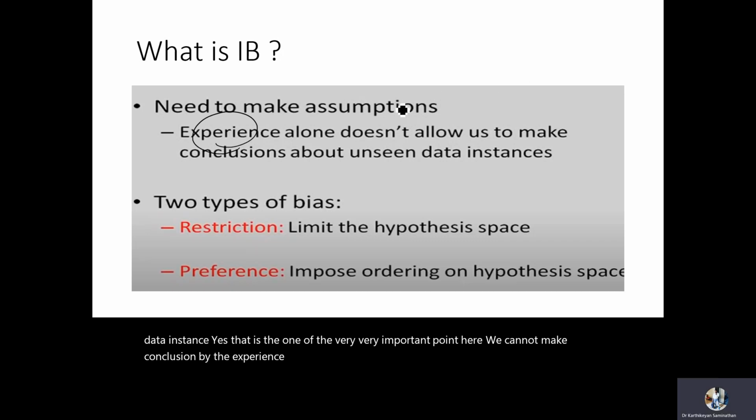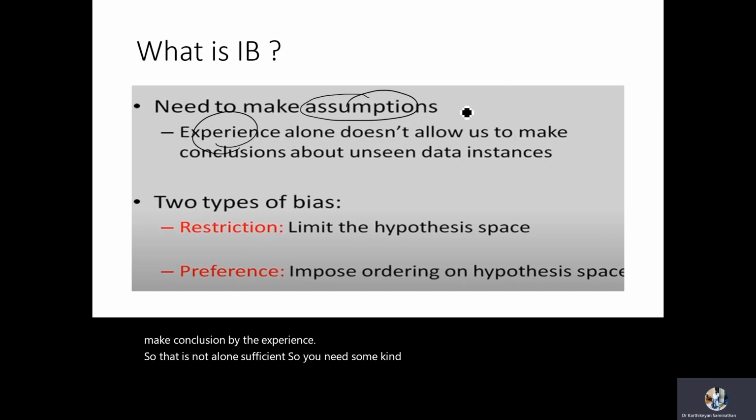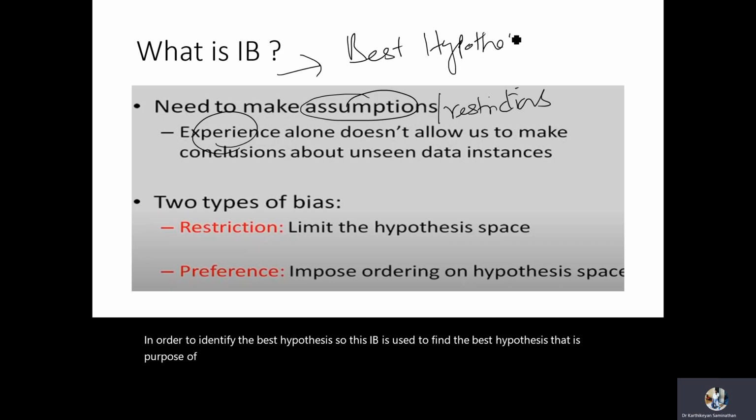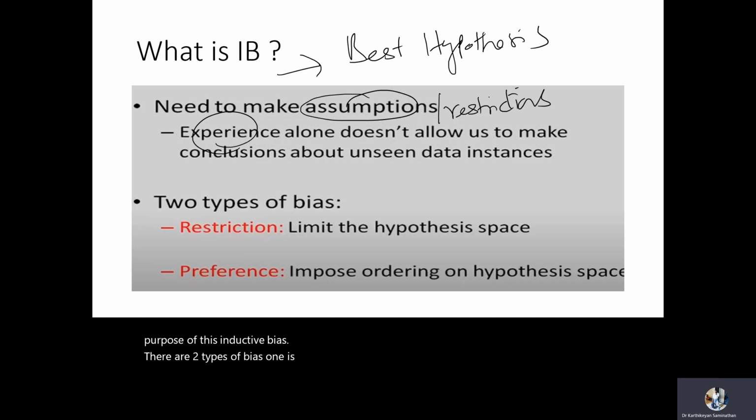So that is not alone sufficient. You need some kind of conditions, assumptions or restrictions in order to identify the best hypothesis. So this inductive bias is used to find the best hypothesis. That is the purpose of this inductive bias, right? There are two types of bias. One is your restriction bias, another one is the preference based bias.